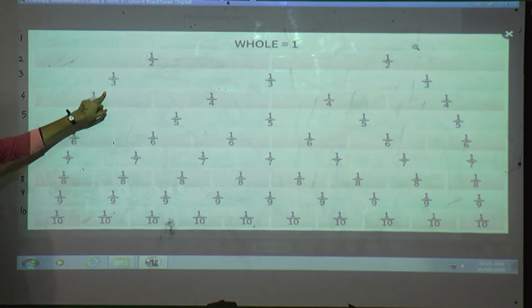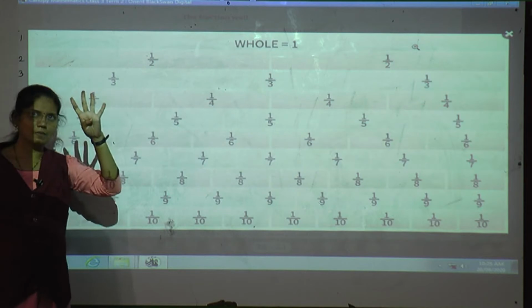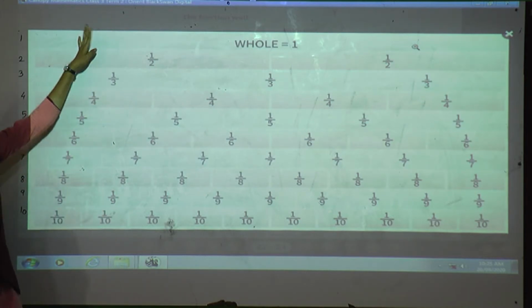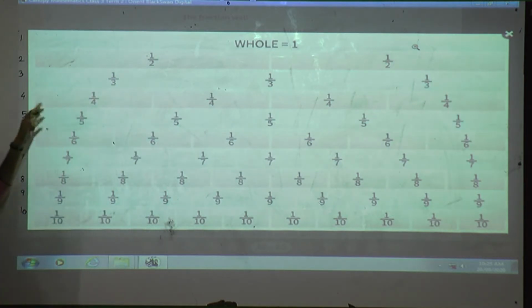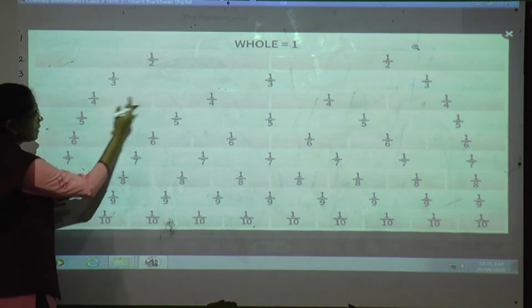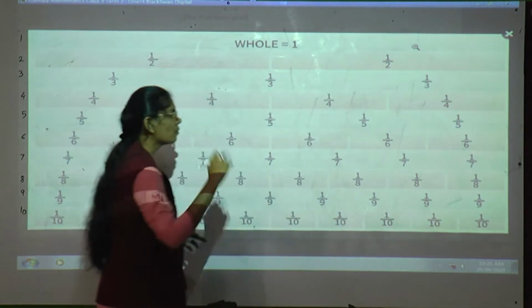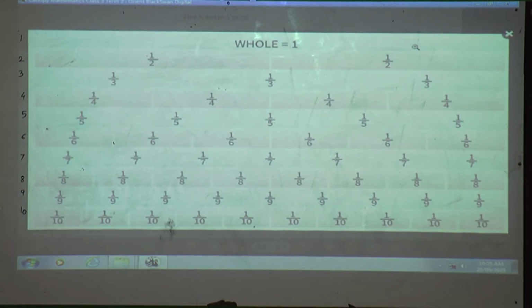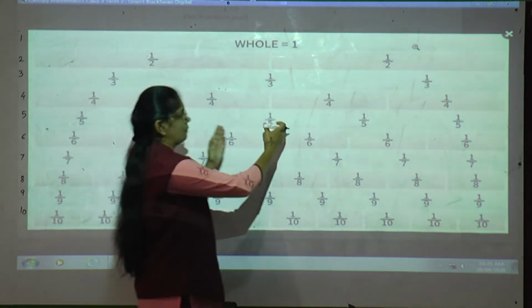Now I have to divide this whole into 4 equal parts. So see here, this fourth line you have to see now. If we divide this whole into 4 equal parts, then we will get the fraction 1 by 4. Here you can see 1 by 4. On each brick the fraction is written. Okay. Now suppose we divide this whole into 5 equal parts, then what will be the fraction? 1 by 5. 1 by 5 means the whole is divided into 5 equal parts. Okay. So this is the 1 by 5.